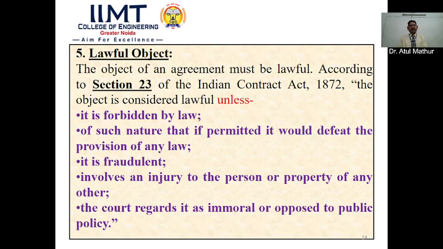The fifth one is lawful object. The object of an agreement must be lawful. According to section 23 of the Indian Contract Act 1872, the object is considered lawful unless it is forbidden by law, of such nature that if permitted it would defeat the provisions of any law, it is fraudulent, involves an injury to persons or property of any other, or the court regards it as immoral or opposed to public policy.